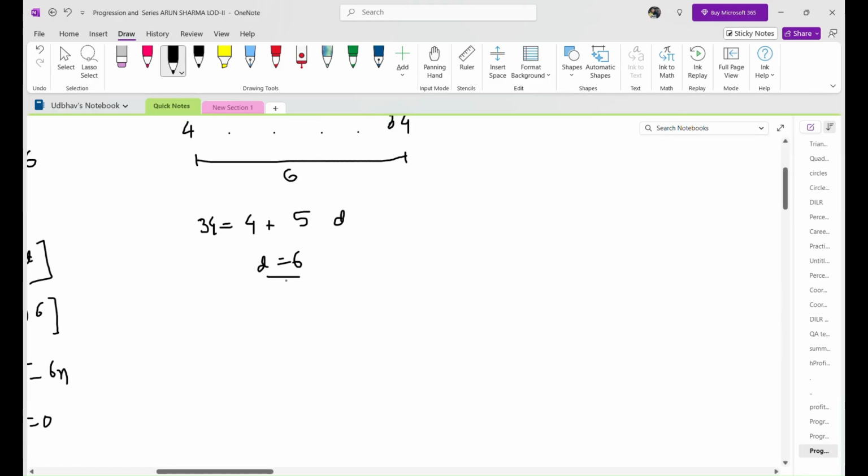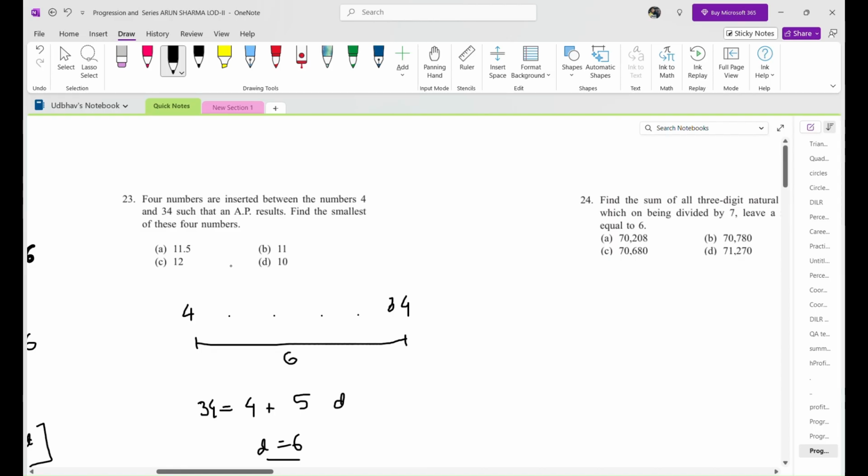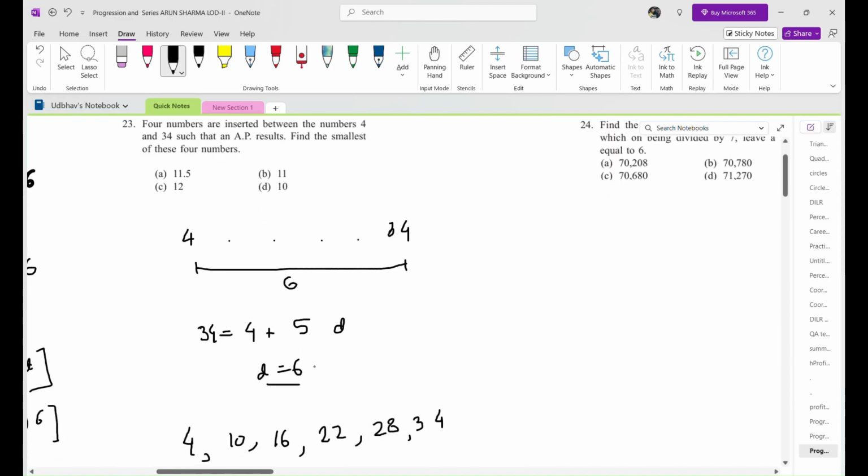Okay. So we can now find the whole AP using this D. The first number will be 4, the next number will be 4 plus 6, 10. The next number will be 10 plus 6, 16. Next will be 16 plus 6, 22. Then 28. And then 34. We have to find the smallest of these four. The smallest is 10.